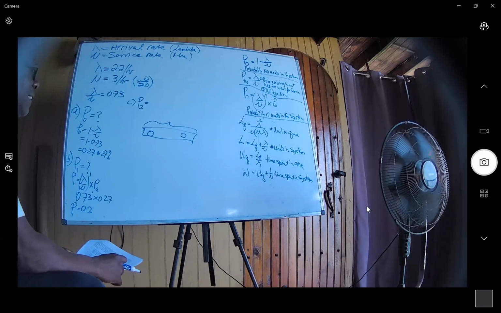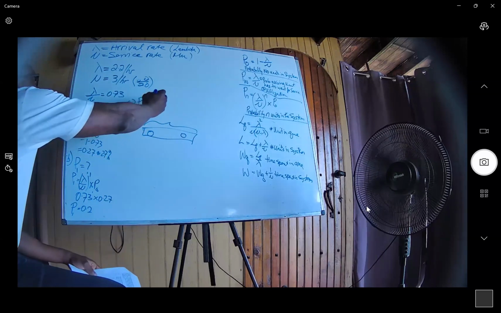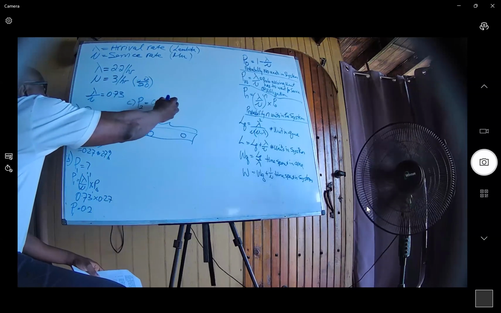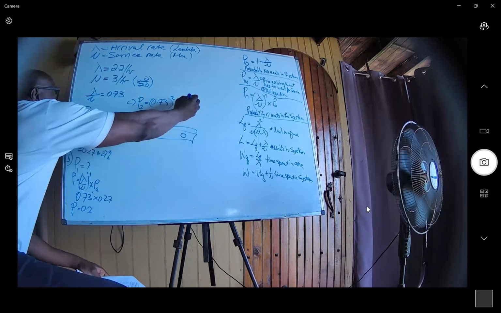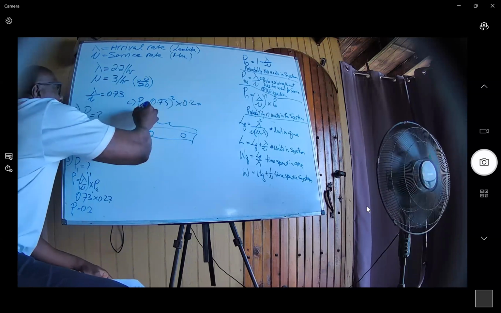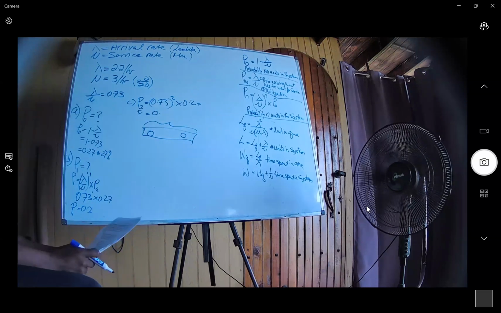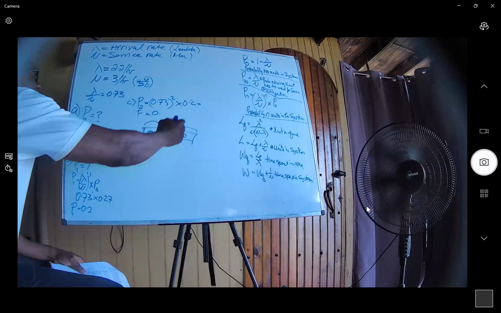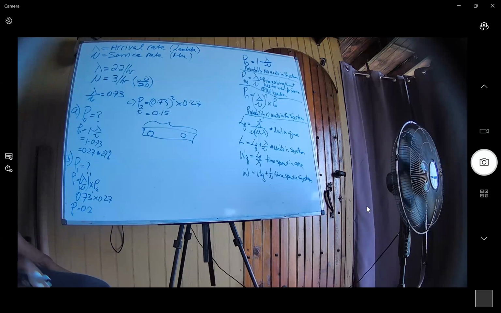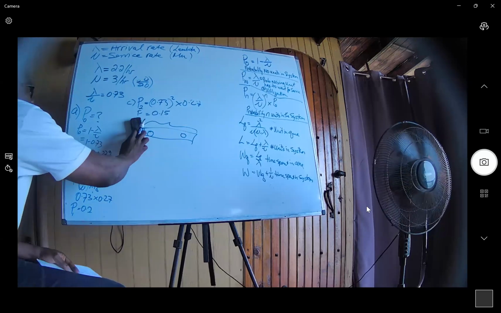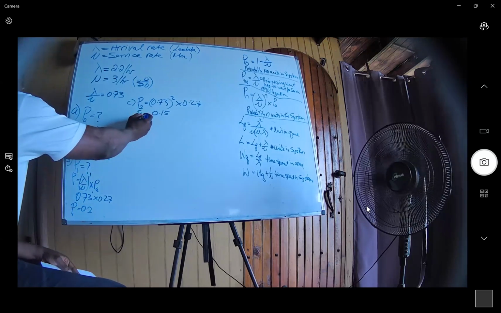So P2 is going to be lambda over mu, which is 0.73 squared, times P naught, which is 0.27, which is equal to 0.15. I had 0.145 something. What is the answer for this? 0.15, sir. Somebody check that to make sure it's correct. And then D.